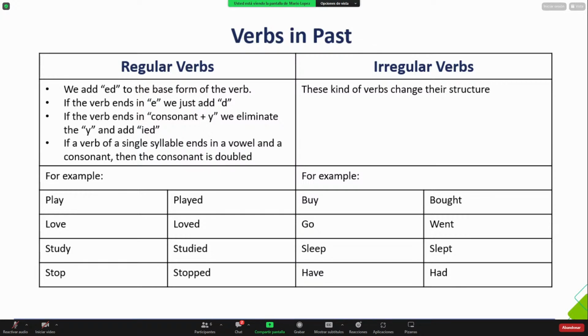For example, buy, the past form is bought. Go, the past form is went. Sleep, the past form is slept. And have changed into had. El verbo cambia completamente.